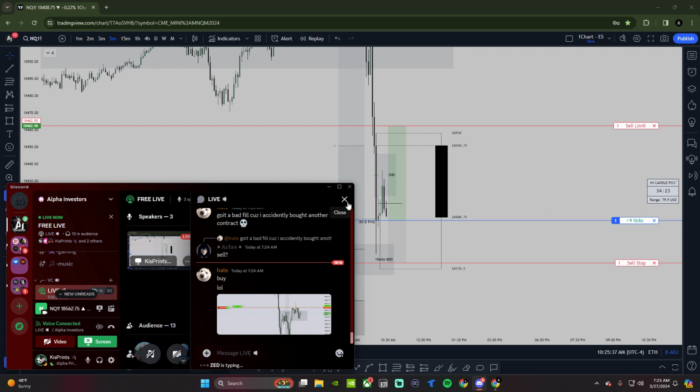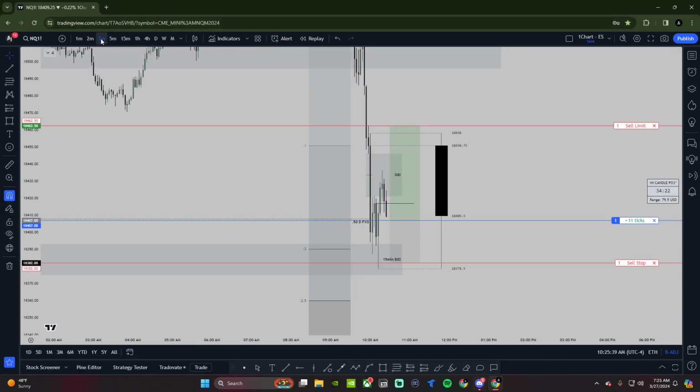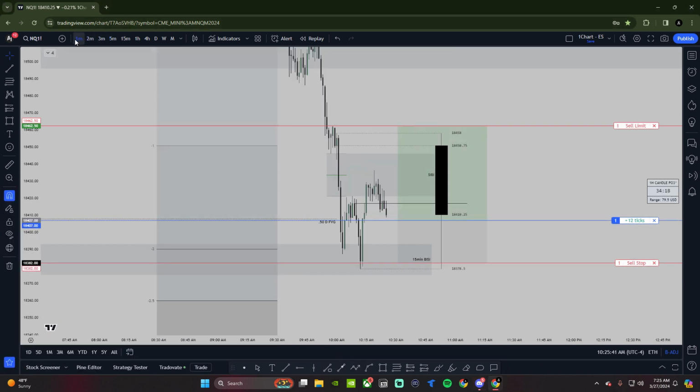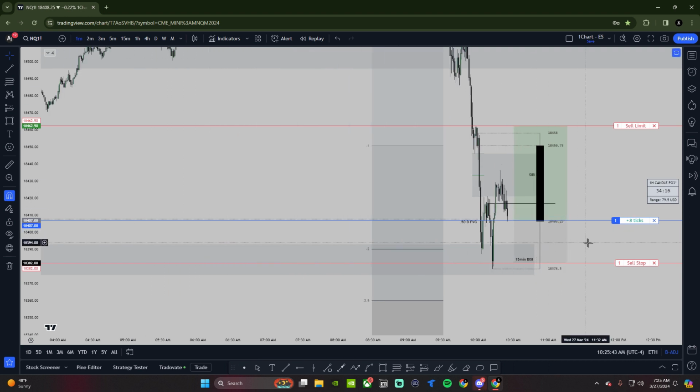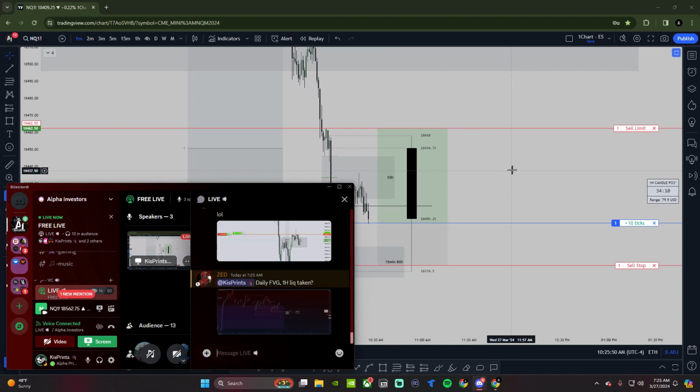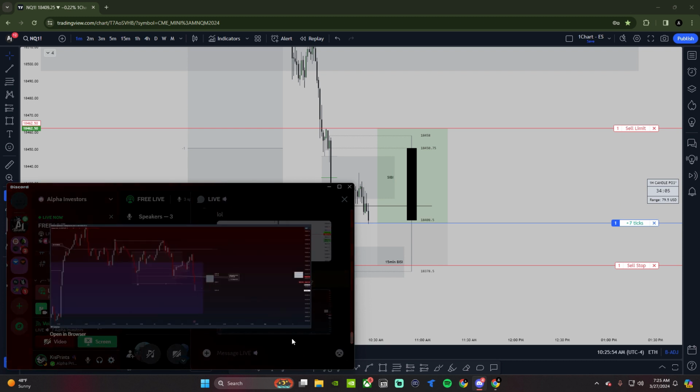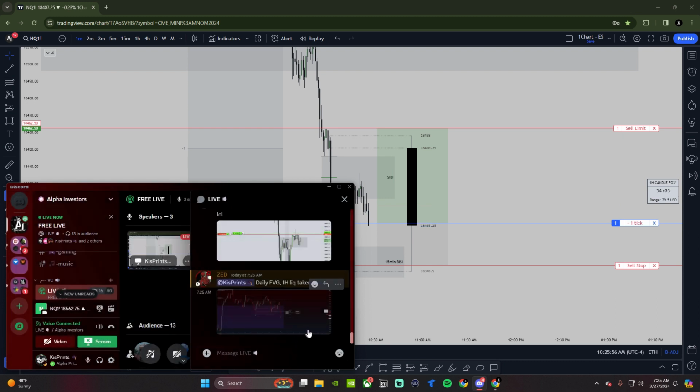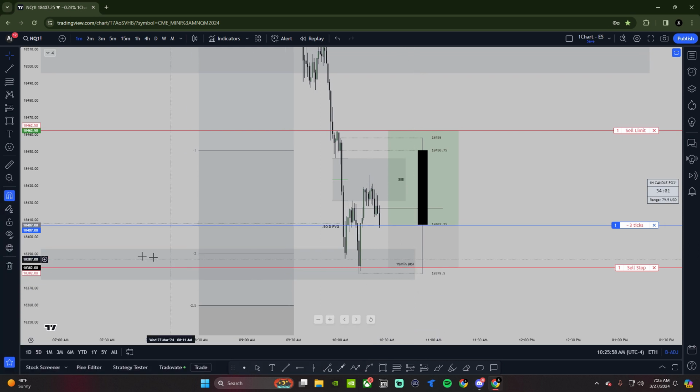Buy. There's no imbalances here at this point. There's a 1 minute, but 1 minute I don't really consider as strong at this point. Now we're delivering off of a 5 minute. That's why I told you to take profits literally at the high. Daily fair value gap, 1 hour liquidity taken. Yeah, we'll see. We'll see.